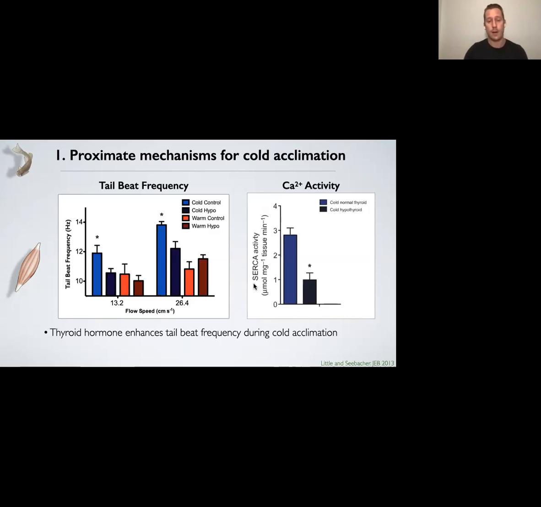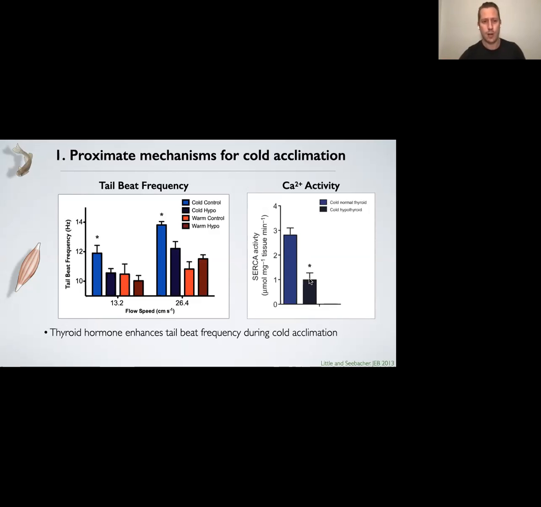So in cold environments, we see that cold acclimated fish have actually increased SERCA activities compared to cold acclimated hypothyroid fish. So thyroid hormone is acting at the level of this regulator of calcium cycling, presumably to improve rates of excitation contraction coupling, and possibly also fatigue resistance in cold environments.